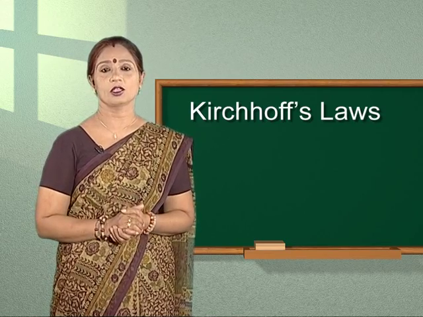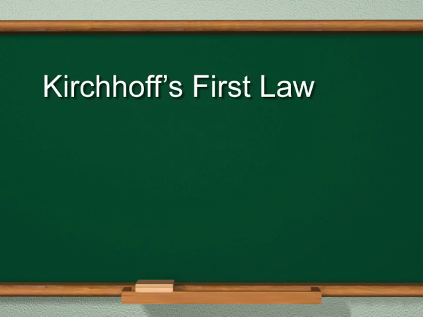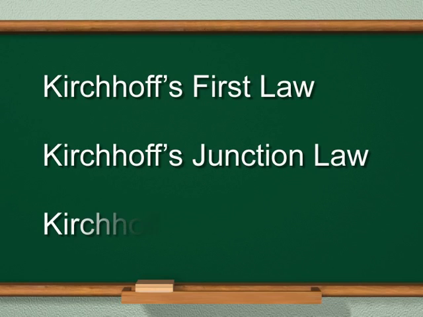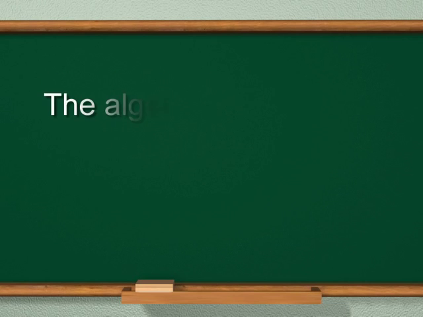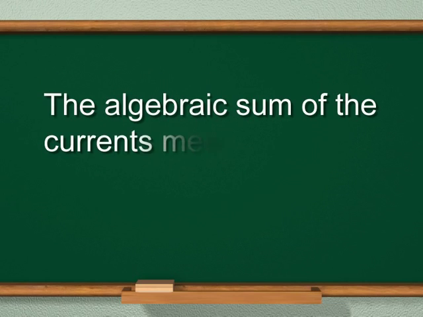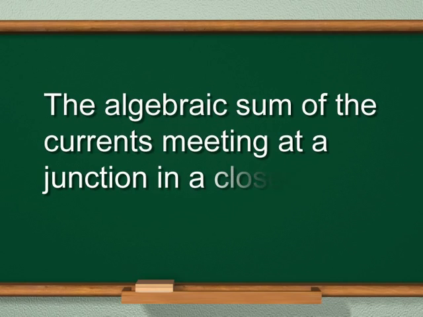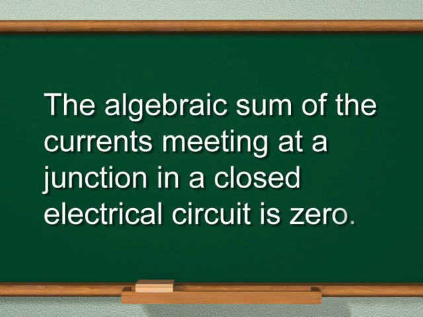Kirchhoff's two laws. Let us begin with the first law. It is also called Kirchhoff's junction law or Kirchhoff's current law. According to this law, the algebraic sum of the currents meeting at a junction in a closed electrical circuit is zero.